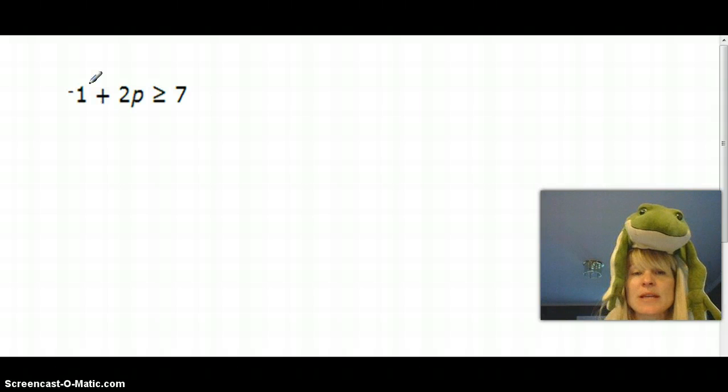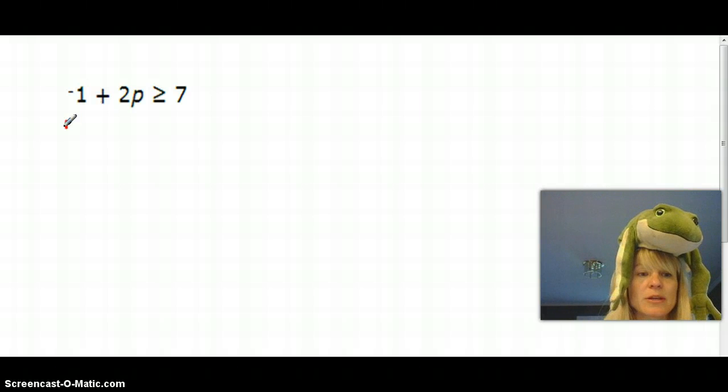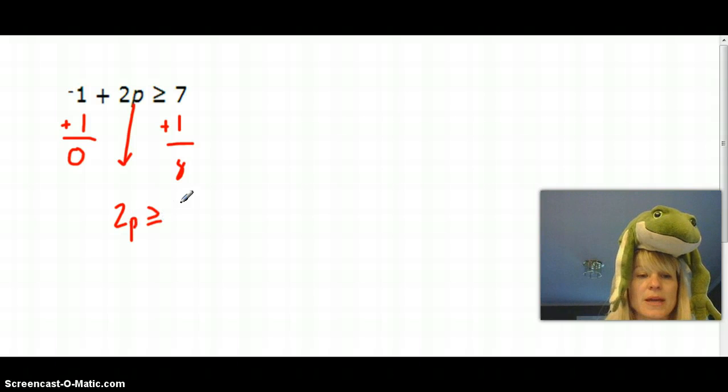So I say to myself, what's the opposite of -1? And hopefully you know the opposite of -1 is +1. -1 and +1 will give us 0. If we add 1, if we do that to the left side of the inequality, we need to do it to the right. So that will give me 8. So I'm going to bring down my 2p is greater than or equal to 8.